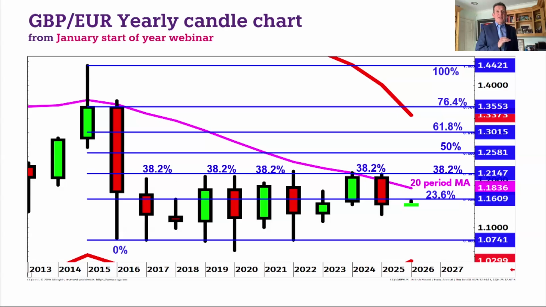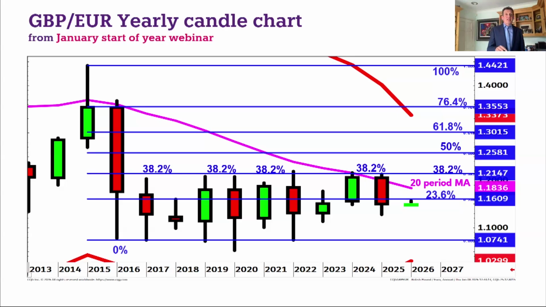Because last year, sterling had a very poor year. Look, it opened at the high nearly, and it closed with a very large red negative body. So the 2 years before had been slightly positive, negative year last year. So that's in the back of people's minds. Oh yeah, sterling had a bad year last year. And that's why, in the January webinar, I said, watch that 116.09 as initial resistance, and then the 118.36, which is the 20 period moving average.